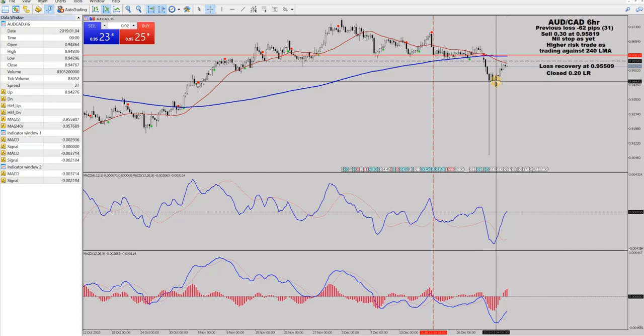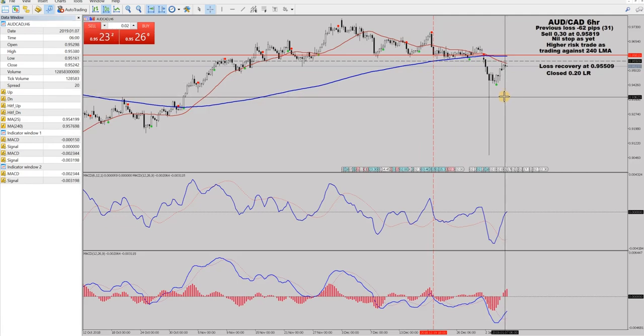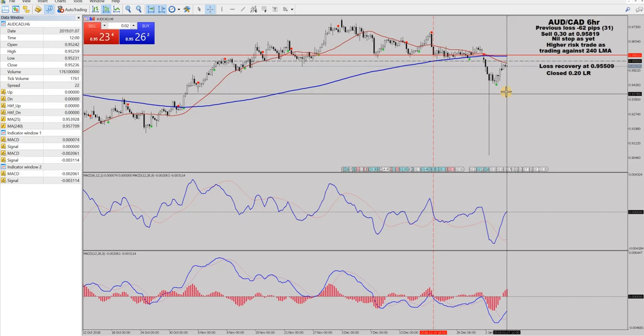Probably should have taken another half off the table when I got that green dot on that QMP filter. I might have missed that a little bit, but it looks like it might be reversing soon anyway. Possibly the next candle I might be out of that sell into a buy. Yeah, I probably should have taken some more profit off the table just after that flash crash.